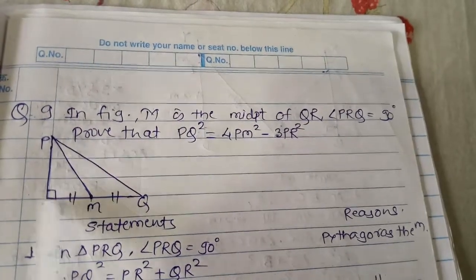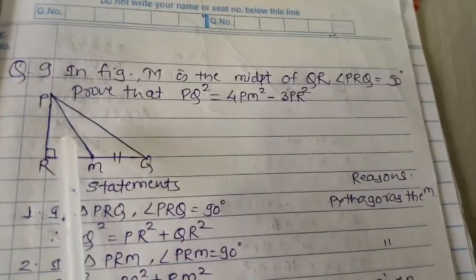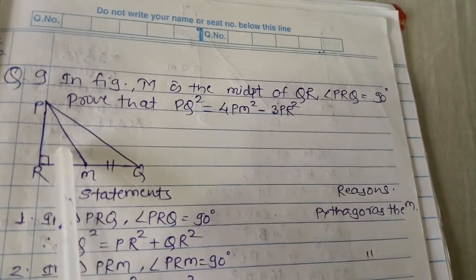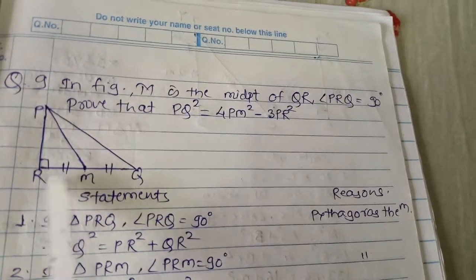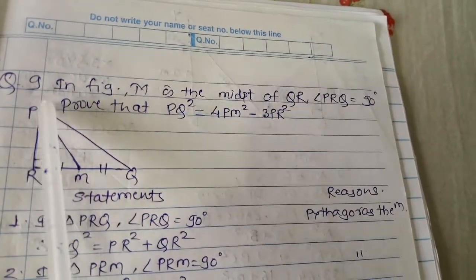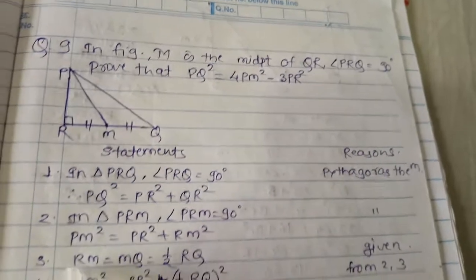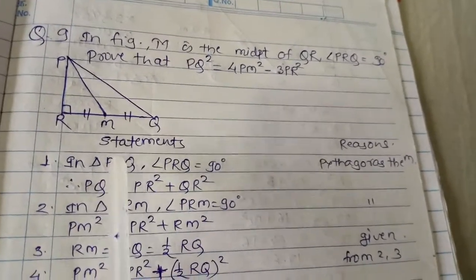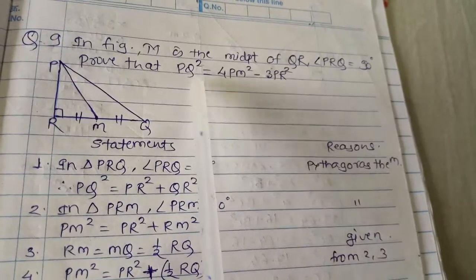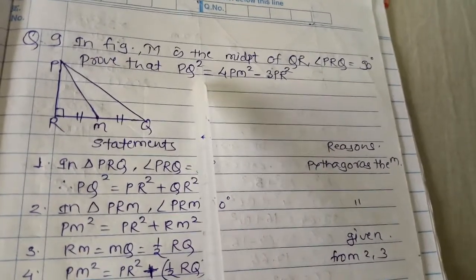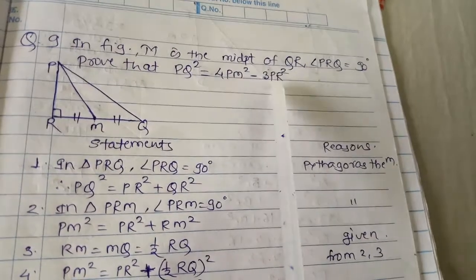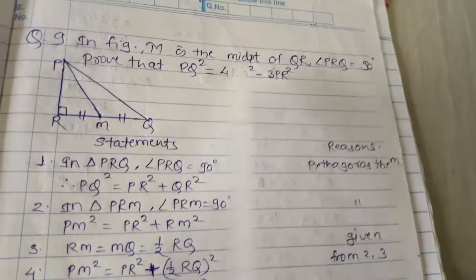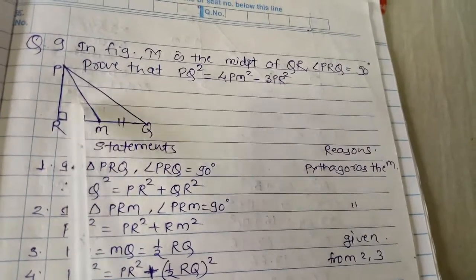Now we can easily see that there are a total of 2 right angle triangles, that is PRM, this one, and the next one, PRQ. So there are 2 right angle triangles here. We will apply the Pythagoras theorem to both the triangles. In the proof we see the square of every side, which we get only by applying the Pythagoras theorem. So we have to take the Pythagoras theorem for both these triangles.